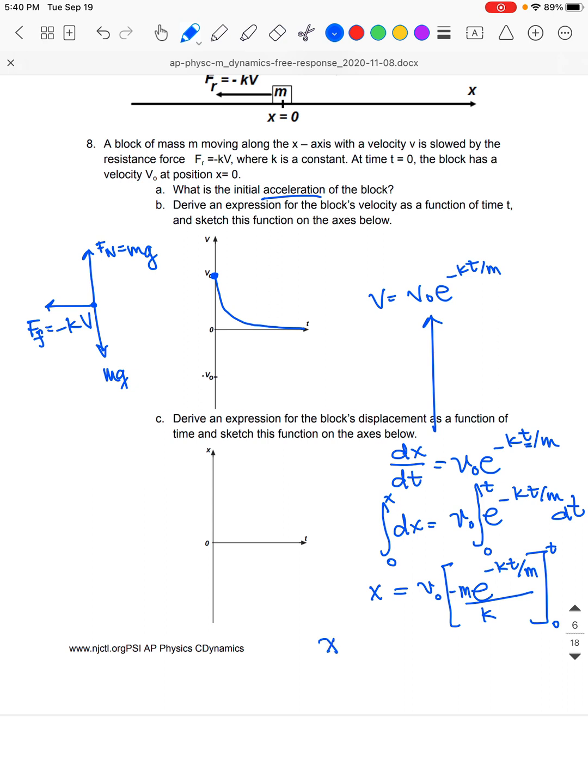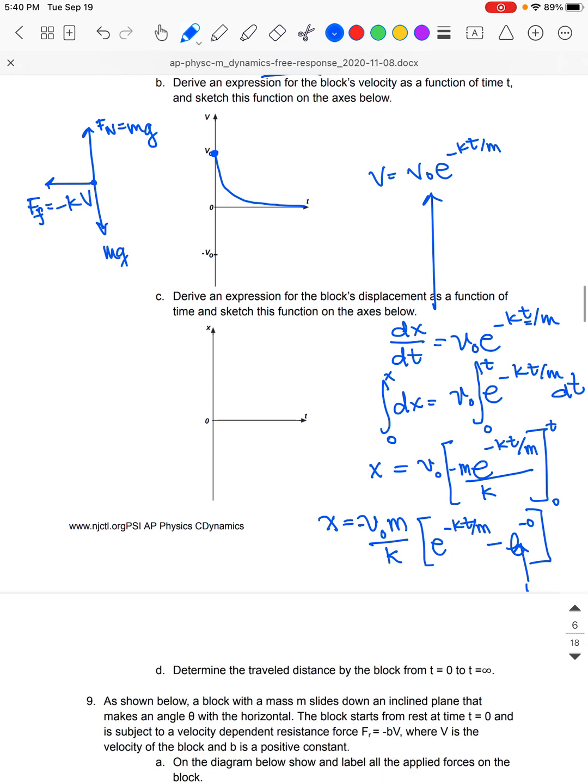Now here, I'm just going to rewrite the expression. I'm going to pull out my other constants, so the negative m over k will go with the v naught. And I'm going to take my e to the negative kt over m, substituting the t, and subtract from that e to the negative 0 power. This just turns into 1. And so I am going to get x is equal to negative v naught m over k times e to the negative kt over m minus 1.